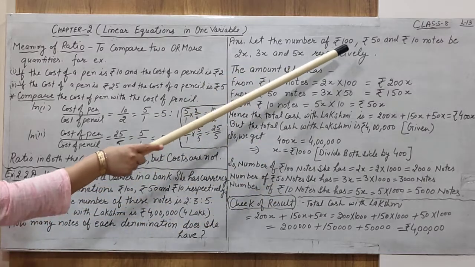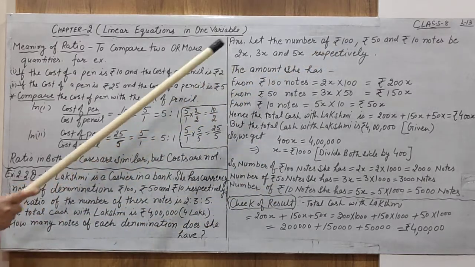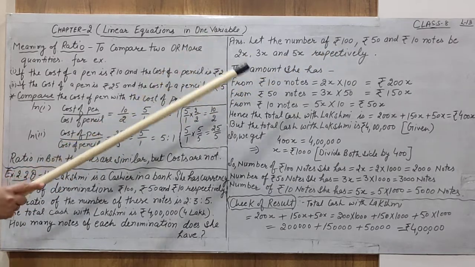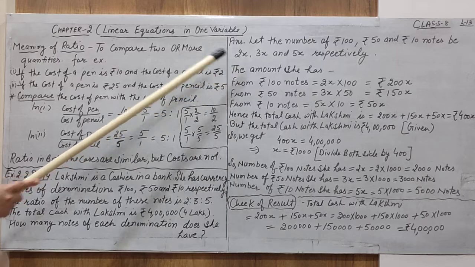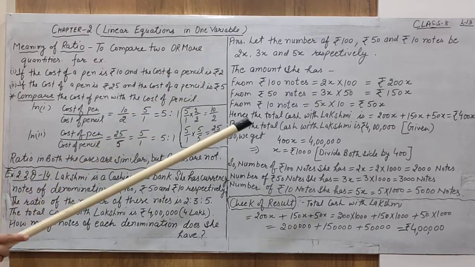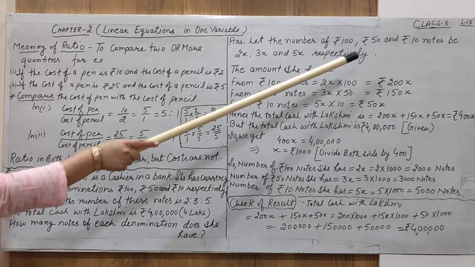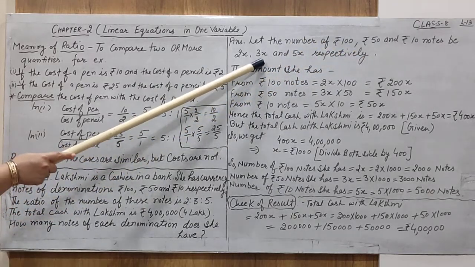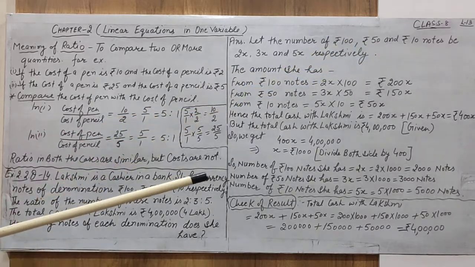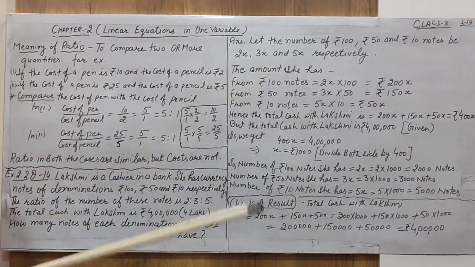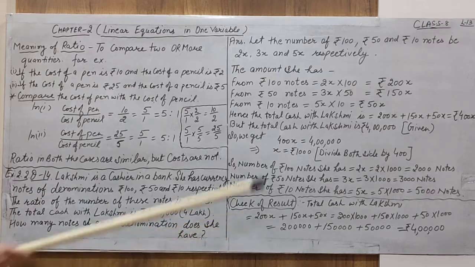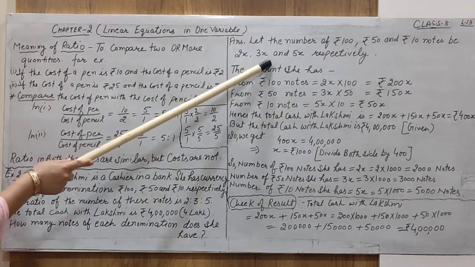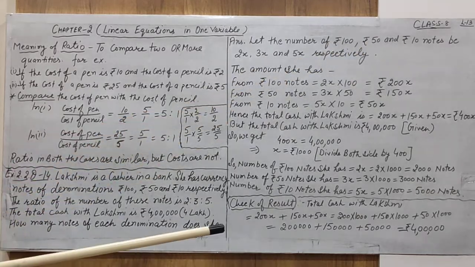So let the number of 100 rupees notes be 2x. इसका मतलब जो 100 रुपीस के नोट हैं उनकी टोटल जो स्ट्रेंथ है, टोटल नंबर्स हैं, वो 2x है. Alright, उनकी टोटल काउंटिंग we can say 2x है. Similarly, for 50 rupees, how many total notes are there? 3x. For 10 rupees, how many total notes are there? 5x. Understand? Respectively, 100 related to 2x, 50 related to 3x and 10 related to 5x.